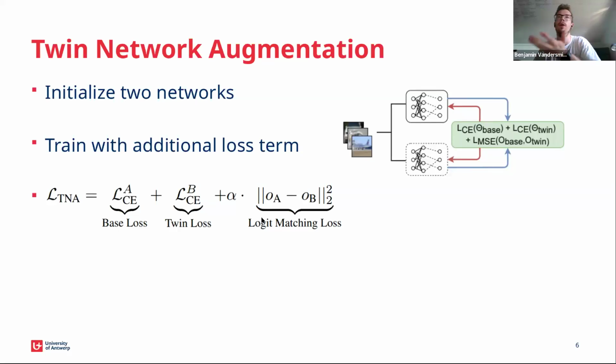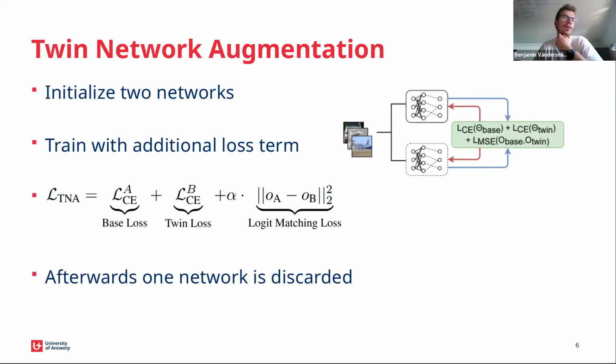And that's basically how the methodology works. And at the end, you can discard one network. So this means that during training, you have double the training cost because you train two networks in parallel. But at the end, you only have the inference cost of a single network. And typically, what I would suggest, of course, is to discard the worst network. But in the paper itself, we just discarded a random network to make it less likely to be seen as cherry-picked results.